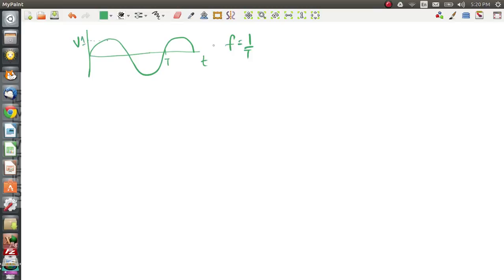Let's say the amplitude is A, so we get some sense of what that means. So the equation of that voltage is A into sine of 2 pi f t, where f is 1 over T. Small t is a variable, it's changing with time. So that is the voltage curve.